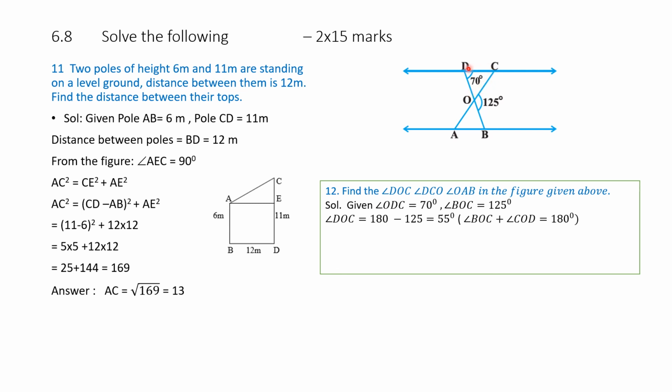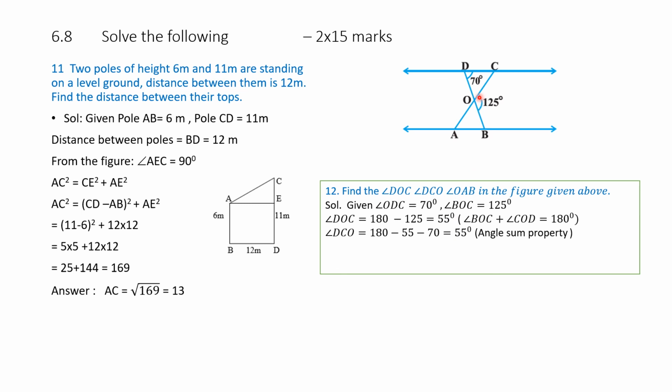Total internal angles are 180 degrees. So we can find angle C. Therefore, angle DCO is equal to 180 minus this angle 55 degrees minus 70 degrees. That is also equal to 55 degrees. Angle sum property, that is sum of internal angles is 180 degrees. You subtract the other two angles, we will get the third angle. Therefore, DCO is also equal to 55 degrees.